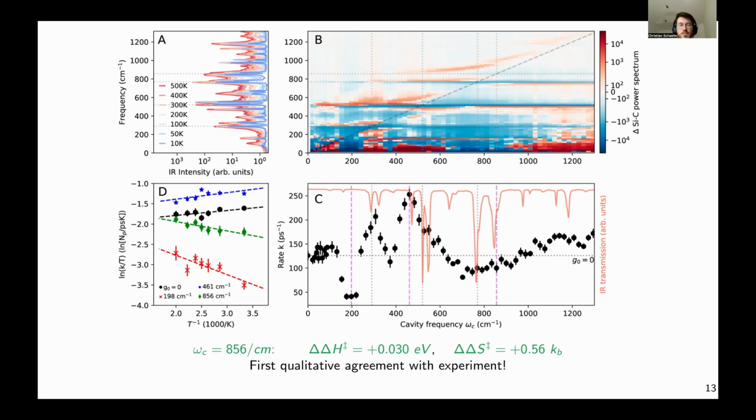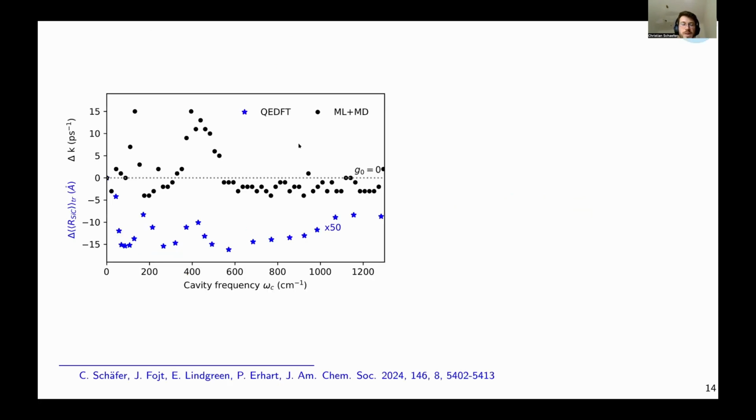Not quantitative, but qualitatively, it's for the first time in agreement. So we see an increase in enthalpy and entropy here, as in the experiment. Now, the question is, of course, how does it come that it's not purely inhibiting anymore? The only thing that we changed was that we went from, so to say, full ab initio Ehrenfest plus QDFT to MLPs plus MD.